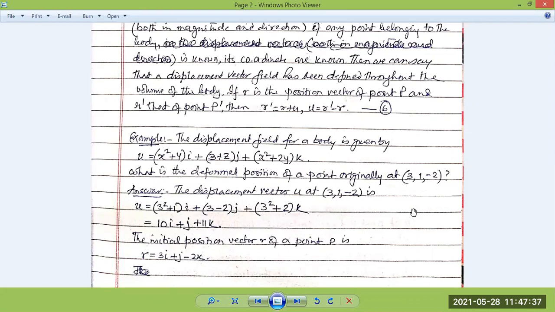Originally the coordinates at P in Cartesian system are 3, 1, and minus 2. If you put the values 3, 1, and minus 2 into the displacement vector equation, it becomes (3 square plus 1) i plus (3 minus 2) j plus (3 square plus 2) k. So u becomes 10i plus j plus 11k. So the initial position vector of the point is given by this relation here.